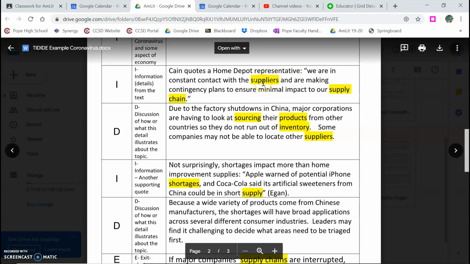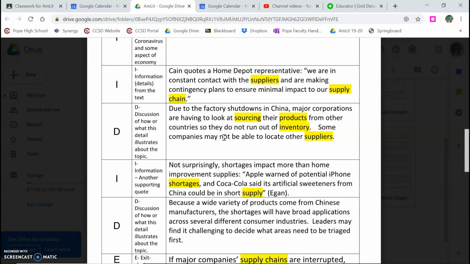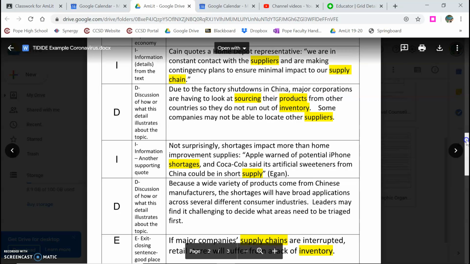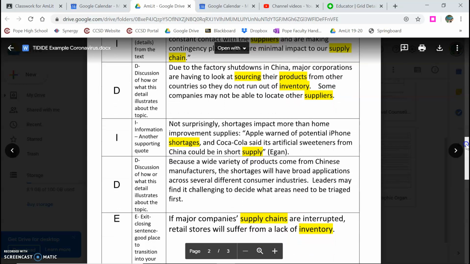After the detail from an article or from a source, we have discussion. Discussion should be more than 1 sentence, at least 2, maybe 3 sentences, where you discuss why this quotation matters in this paragraph. So in my example, due to the factory shutdowns in China, major corporations are having to look at sourcing their products from other countries so they do not run out of inventory. Some companies may not be able to locate other suppliers. Again, we have keywords in these sentences: sourcing, products, inventory, and suppliers.